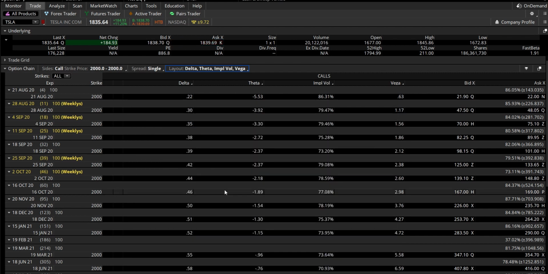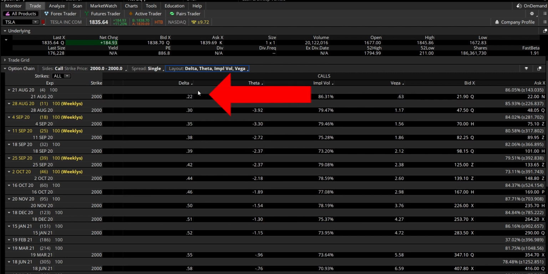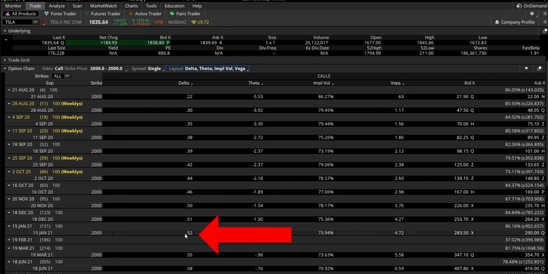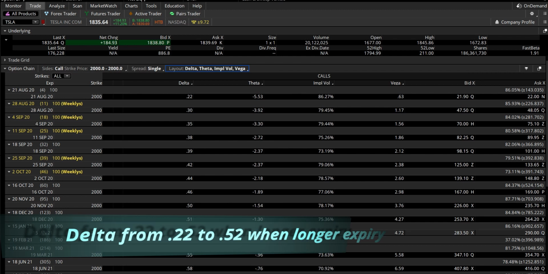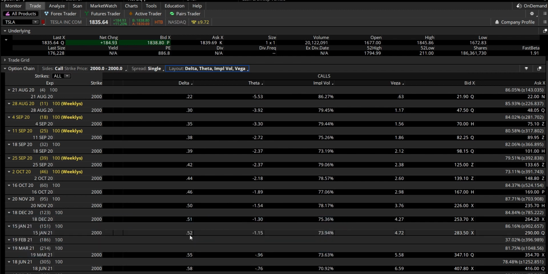Focus. Delta. A 1 week option has a delta of 0.22. That means if the stock moves $1, the option is going to move 22 cents. Okay? Longer dated option. If the stock moves $1, the option is going to move 52 cents. So when we go further out, if we think the stock's going to go up, it's the longer dated option that's going to move more than the short dated option. Okay? So I just want you to think of it like that.